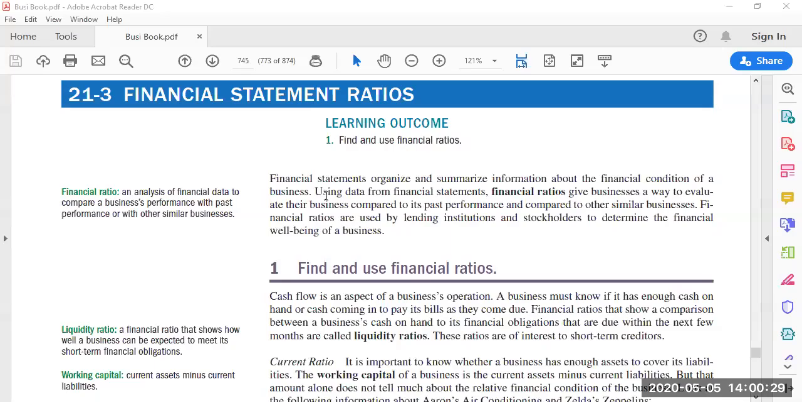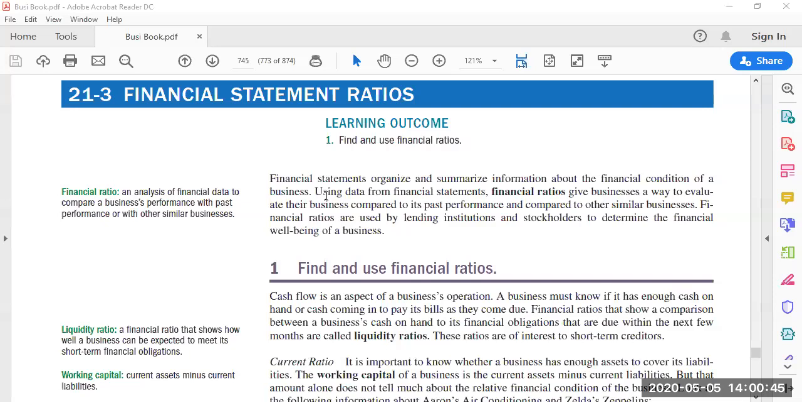Section 3 of Chapter 21, Financial Statement Ratios. This chapter has one learning outcome, and that is how to find and use financial ratios.